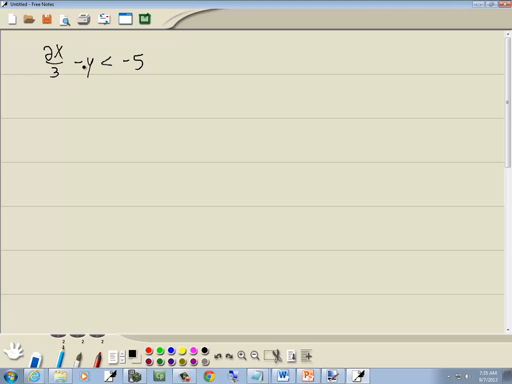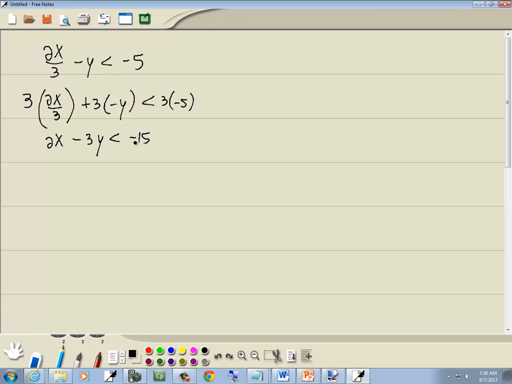Our first step is to get rid of parentheses. Don't have any. Second step is to get rid of fractions. Multiply everything by the LCM of all our denominators. We only have one denominator, the 3, so that is our LCM. So we'll multiply everything by 3. So multiply the 2x over 3 by 3, multiply the negative y by 3, and multiply the negative 5 by 3. The 3s are going to cancel, leaves us 2x minus 3y is less than 3 times negative 5, which is negative 15.